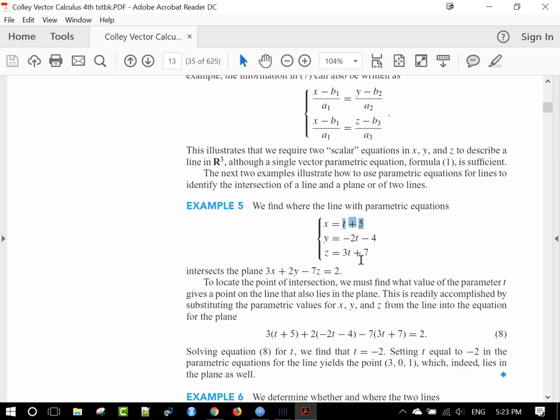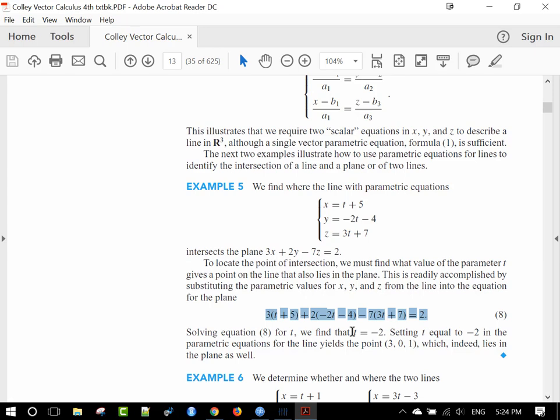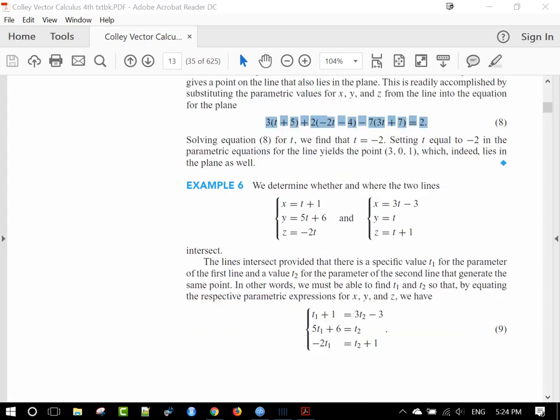So we get this. And now we solve this for t, and apparently t equals -2. So it means there is a solution. And so setting t equal to -2 in the parametric equations will give us a point. I guess it gives us this point, and we can check to see whether that actually lies in the plane, and apparently it does. Okay, the next example using parametric equations is to find, this is going to be a line and this is going to be a line, find where they intersect.